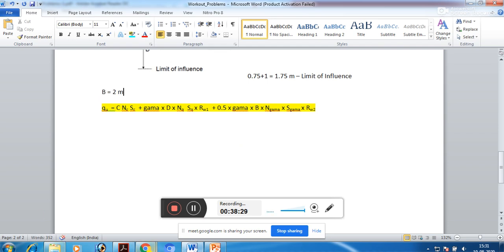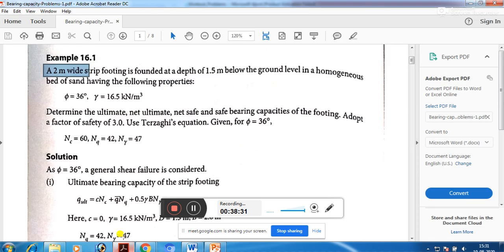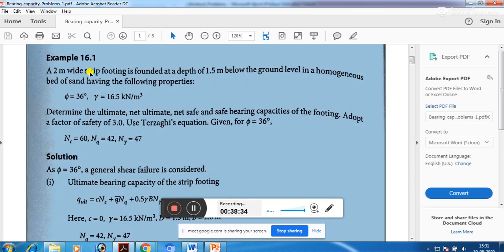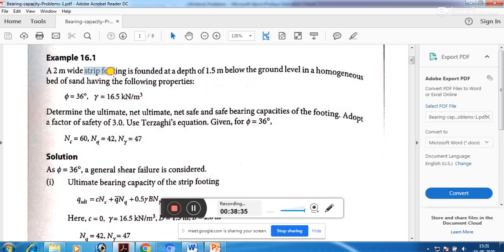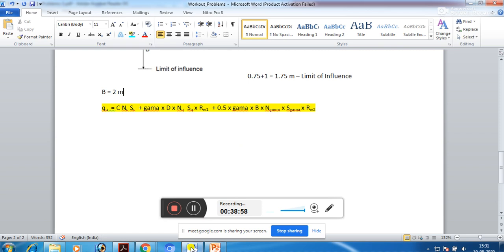And you minutely notice what is the next point the problem is saying? It is a strip footing. So if it is a strip footing, do I need to apply shape factors? No, sir. No, because the formula for Terzaghi's bearing capacity equation is given for general shear failure and strip footing, right? So that's why in this case what will happen?